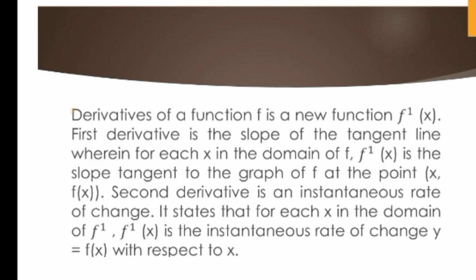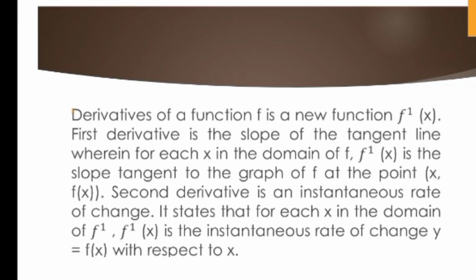Okay. So the derivative of a function f is a new function f prime of x. The first derivative is the slope of the tangent line, wherein for each x in the domain of f prime, it is the slope of the tangent to the graph of f at the point (x, f(x)). The second derivative is an instantaneous rate of change. It states that for each x in the domain of f prime, it is the instantaneous rate of change of y equals f of x with respect to x.